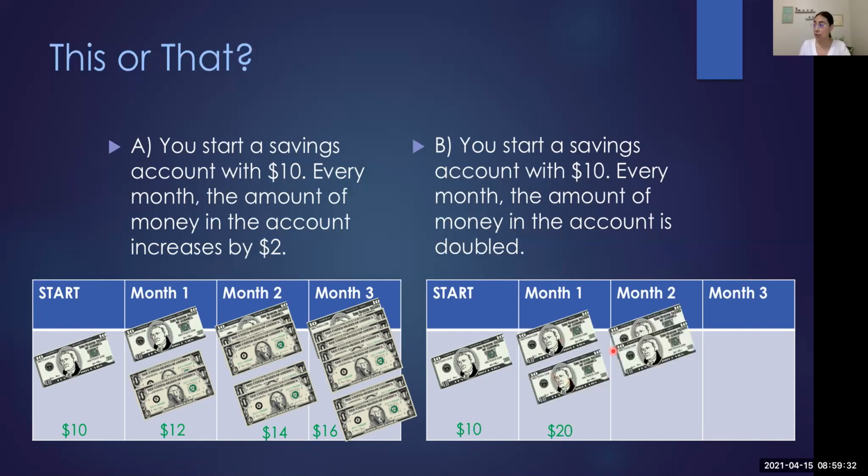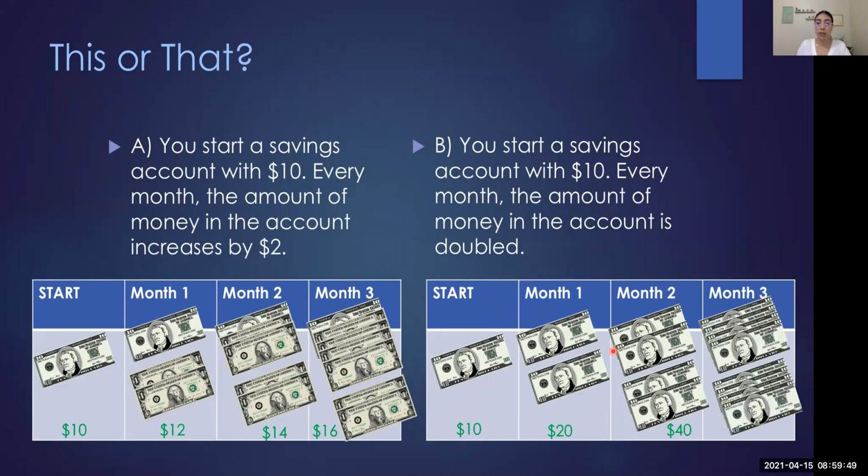The next month we have those $20 and then we double that. So 20 doubled would be 40. On the third month, we have the $40 and that $40 is doubled. So now you have $80. So obviously by looking at it this way, by breaking it down, we see, oh, yeah, A is still making your money grow. That's good. But B is making your money grow even faster.